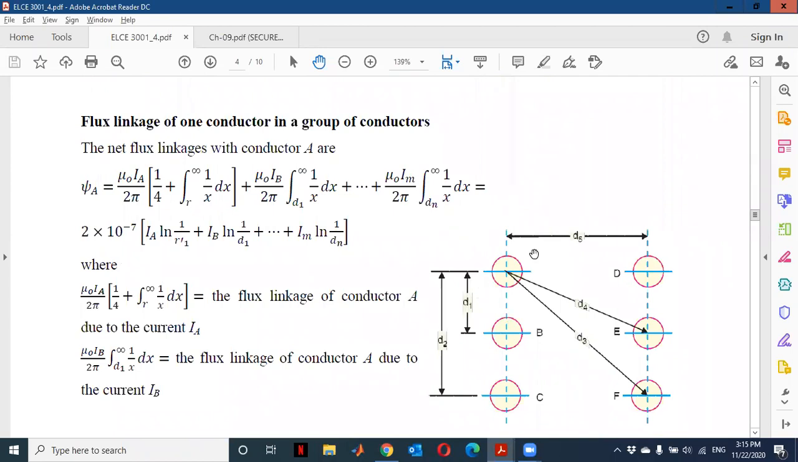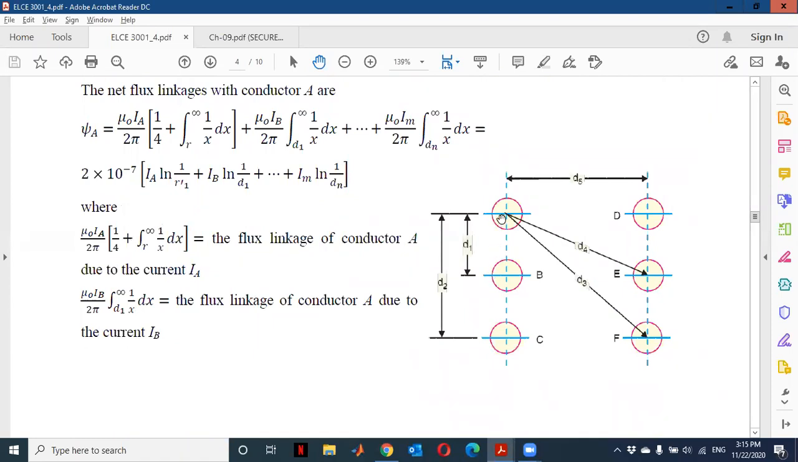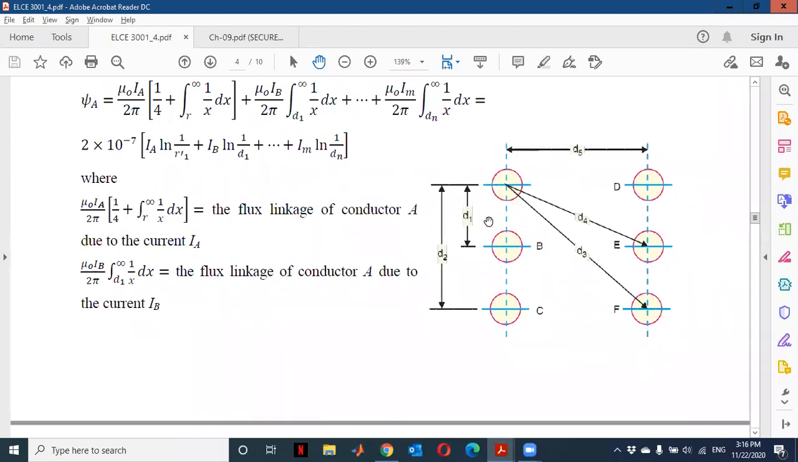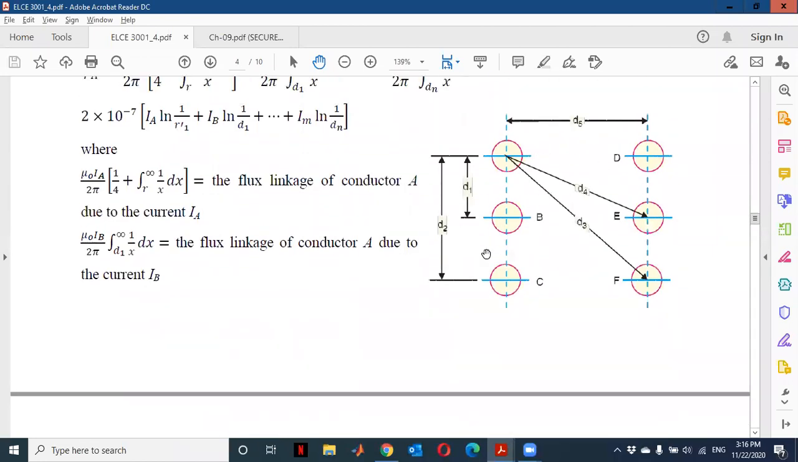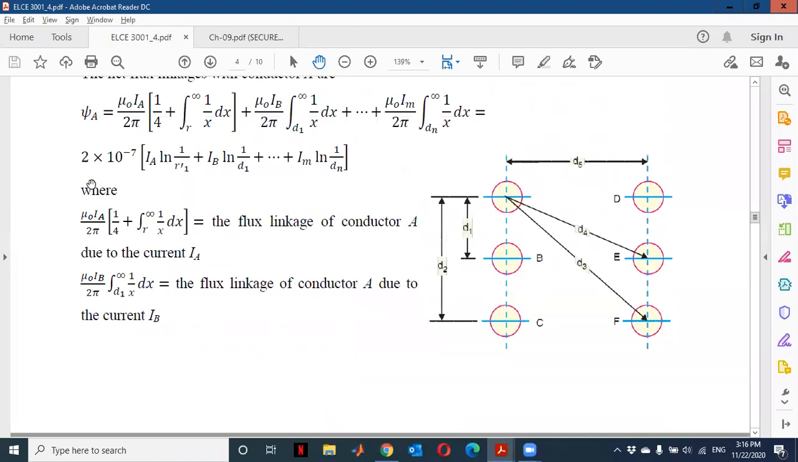Here, if we have multiple conductors, we will have different distances. Distance from conductor A to conductor B, distance from conductor A to conductor C. A current effect of conductor A will affect conductor B, will affect conductor D. So here in this type, we will use this equation, okay?